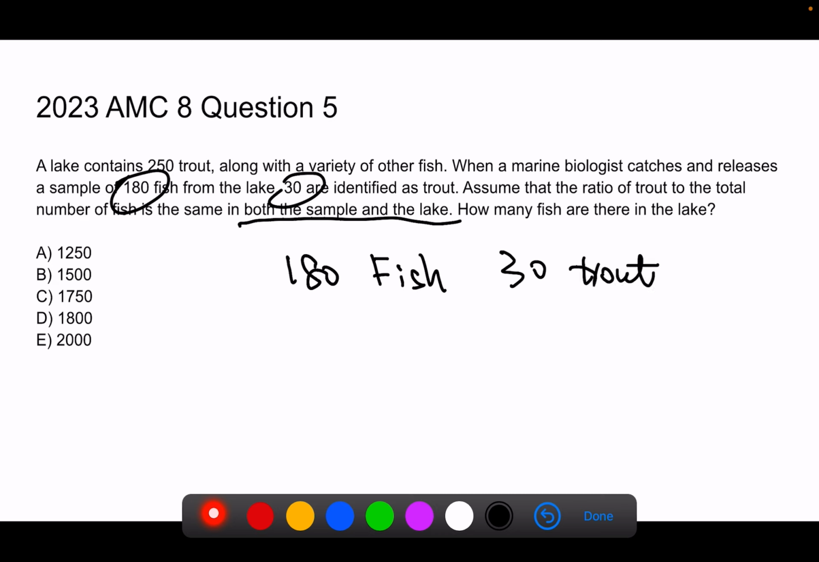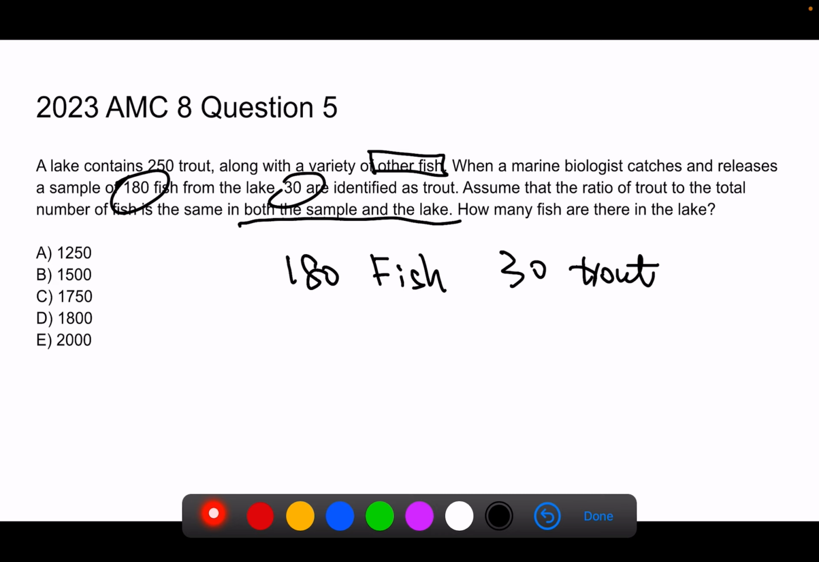This is important. Either you know trout, or if you don't know this word, that's fine. Reading through this, you get it, right? Along with a variety of other fish. So reading through this question, that's one part. 30 trout is part of the 180 fish.